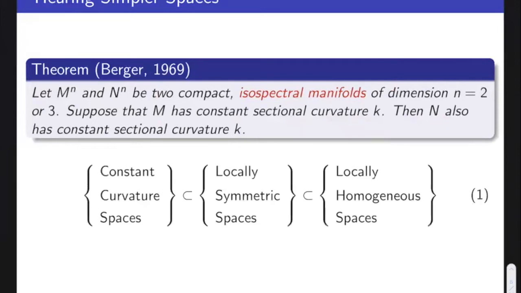And now you can ask, okay, can I generalize this theorem? To generalize this theorem, I'd like to remind you that we have these simpler spaces in Riemannian geometry, or you can also think of them as spaces with a large amount of symmetries. So we have constant curvature spaces. This is a subset of locally symmetric spaces, spaces with parallel curvature tensors. And all these spaces are locally homogeneous spaces. And by a theorem of Singer, we know that the universal cover of these spaces is homogeneous.